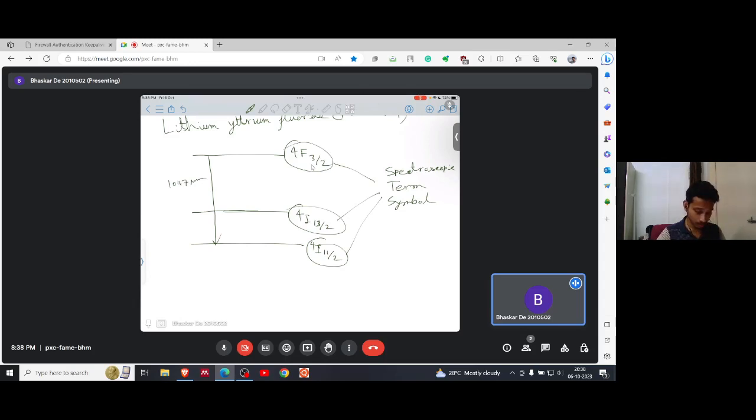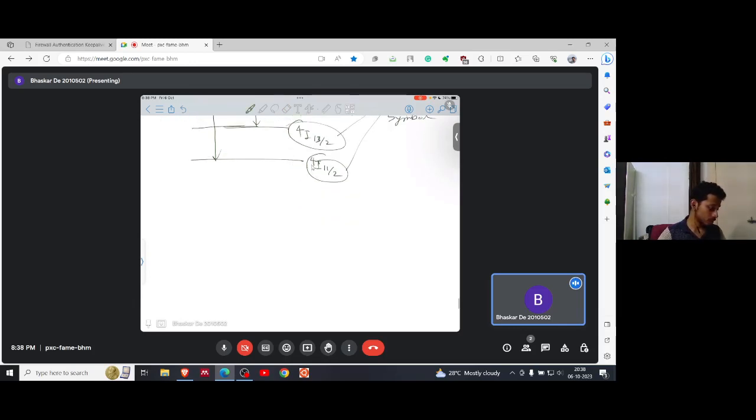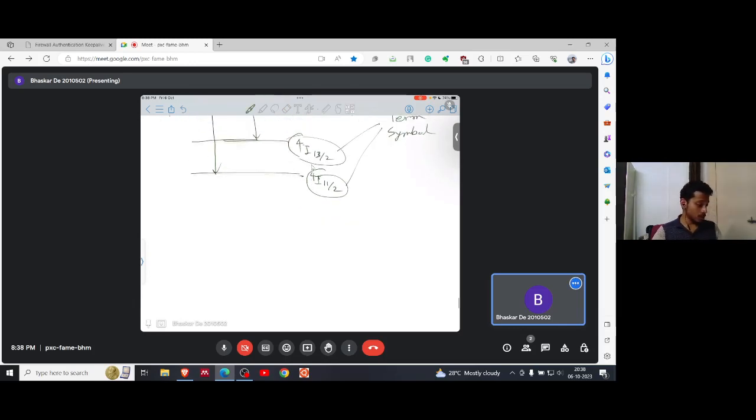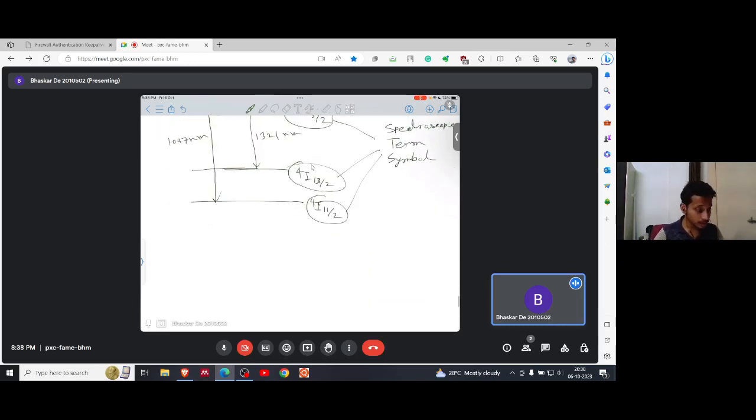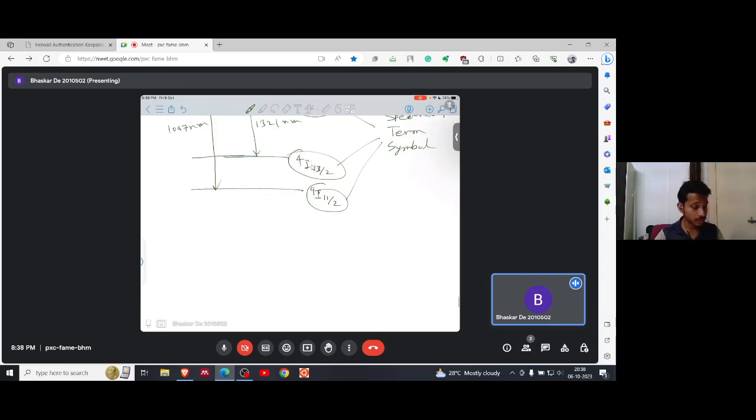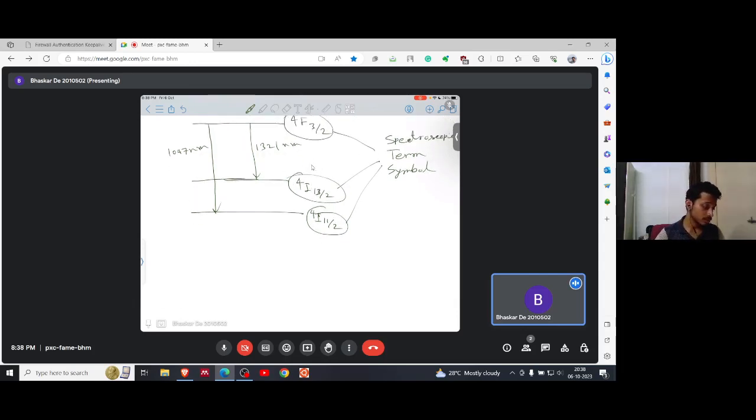Micrometer, and this is 1321 nanometer. So these two are the readings of this Nd:YLF laser. The laser has many of the same applications as Nd:YAG, but the frequency doubled version is very attractive as a pump source for a tunable or mode locked titanium sapphire laser.